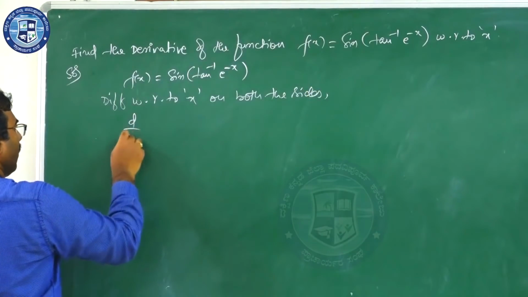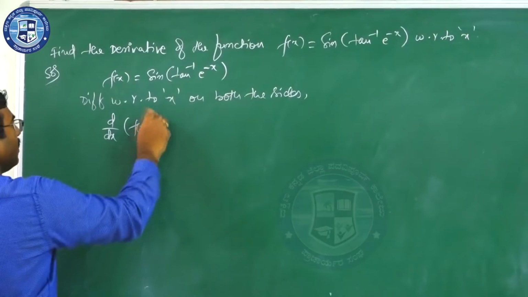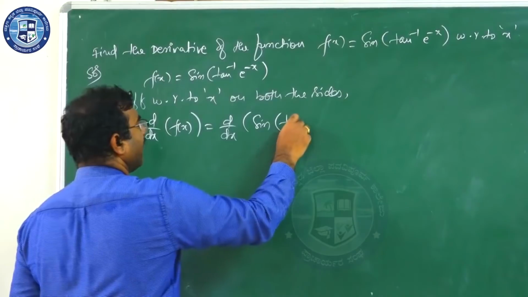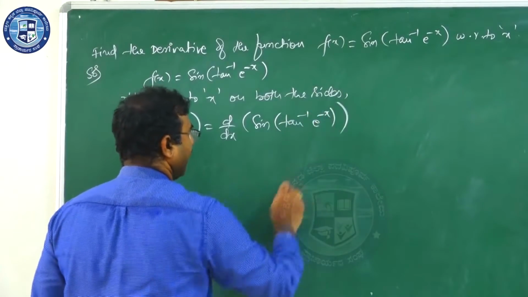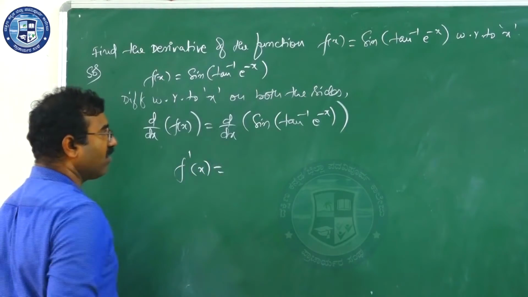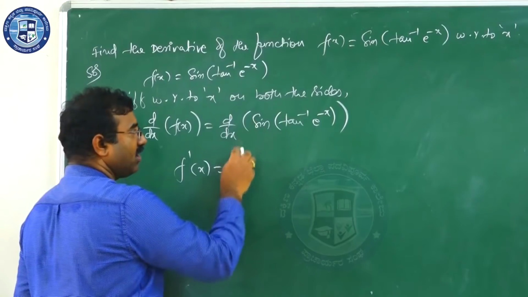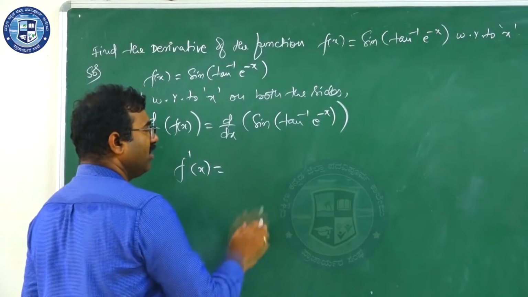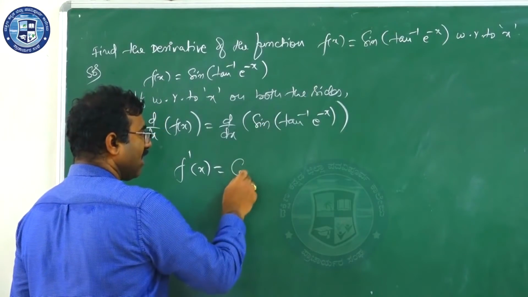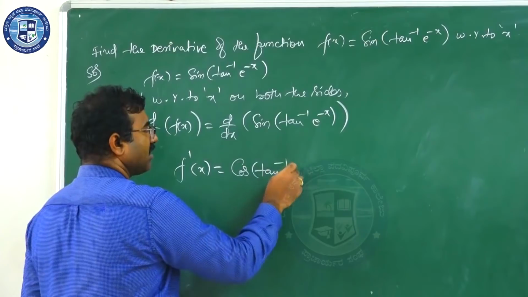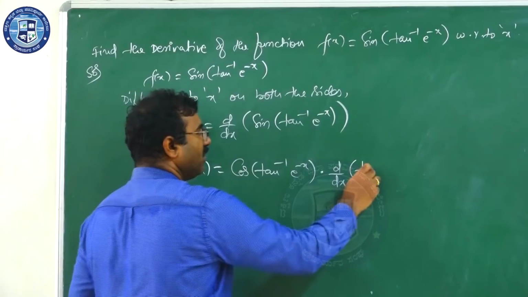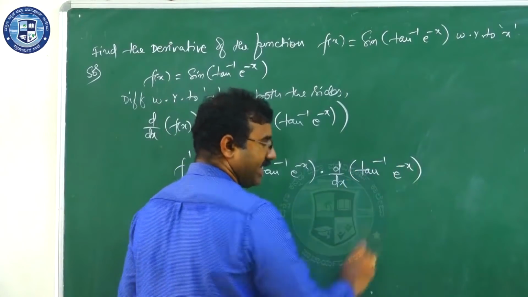What happens? d by dx of f(x) is equal to d by dx of sine of tan inverse e power minus x. So, d by dx of f(x) we can write as f dash x, which is equal to, first the outer function only you have to differentiate. I told you, no? You assume whatever is present inside as x and you proceed. Differentiation of sine x is cos x, but this is not x, it is a derivative you have to consider. So, d by dx of tan inverse e power minus x.